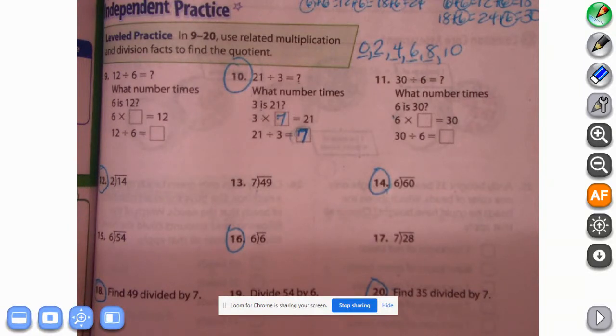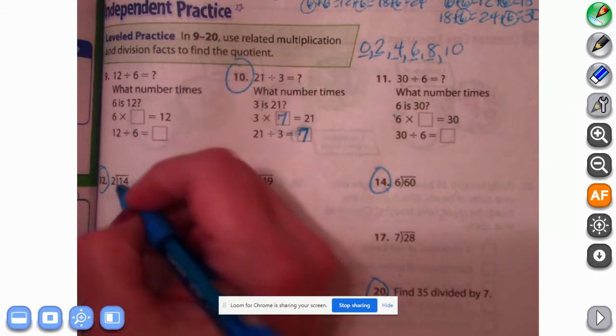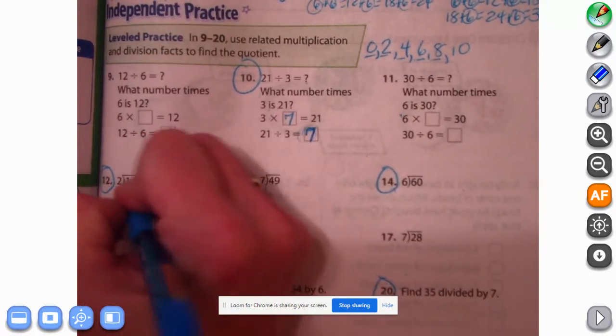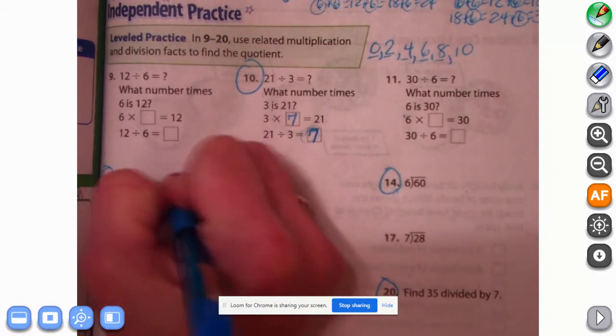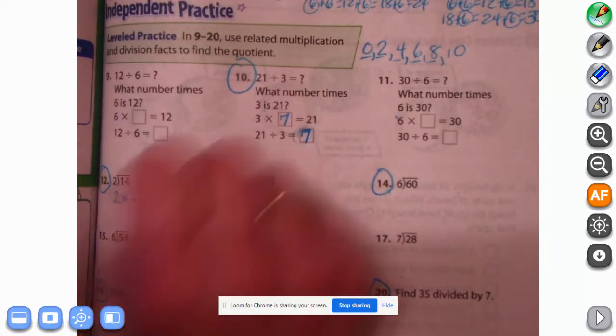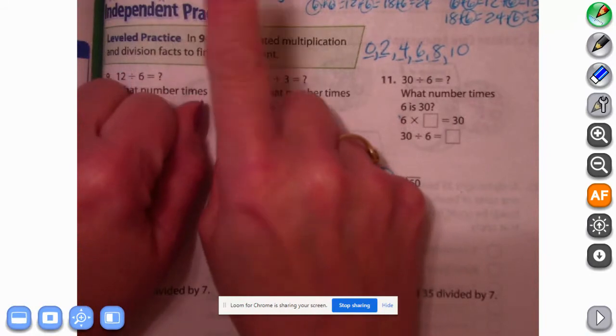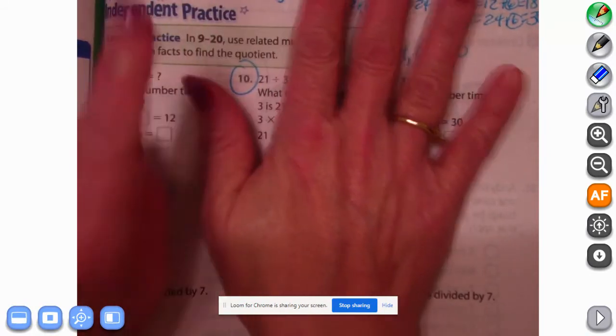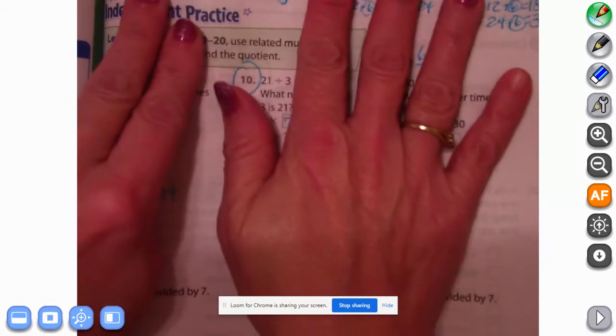All right, we're going to go to number 12. So 14 divided by 2, or 2 times what number equals 14? Okay, so we can do our skip counting by 2s. 2, 4, 6, 8, 10, 12, 14.